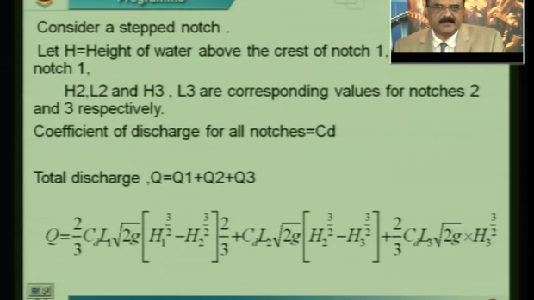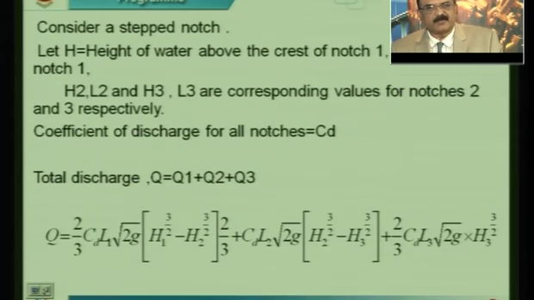At the beginning I said the total discharge through the step notch is equal to the discharge through the first rectangular notch, the discharge through the second rectangular notch and the discharge through the third rectangular notch. If you sum up these 3, you are going to get the total discharge through the step notch. That's what I did in the next step.